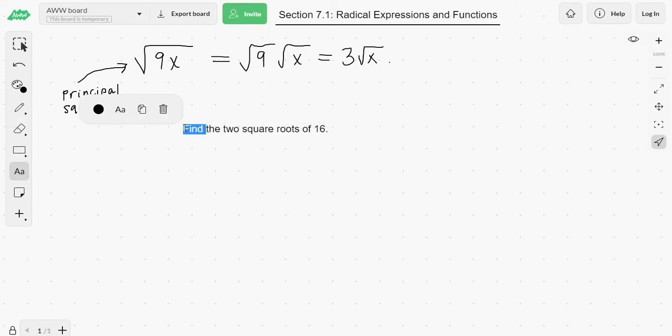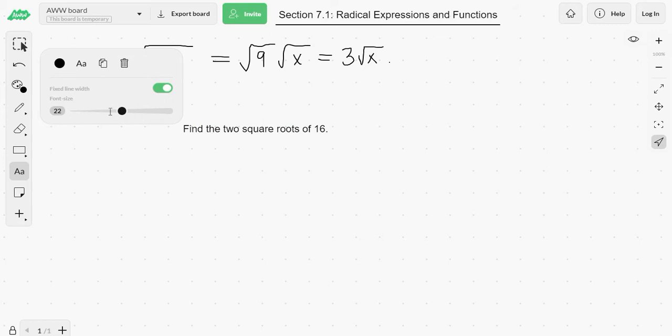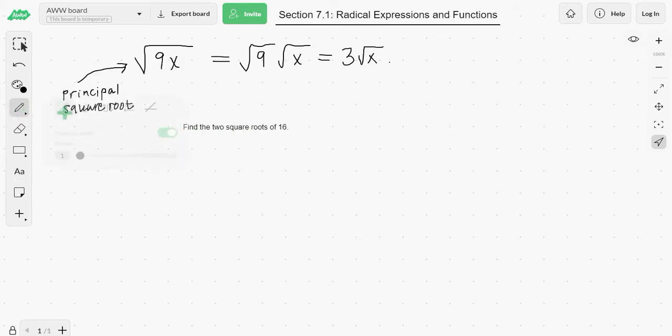I'll make this a little smaller. So we want to find the 2 square roots of 16. Well, we know the principal square root is 4. We know that 4 squared gives us 16. And then the other square root is negative 4. So 4 squared is 4 times 4, which is 16. And negative 4 squared, notice the use of parentheses, those are important, we get negative 4 times negative 4, which is also 16.